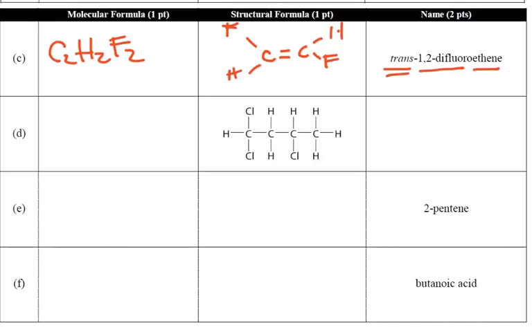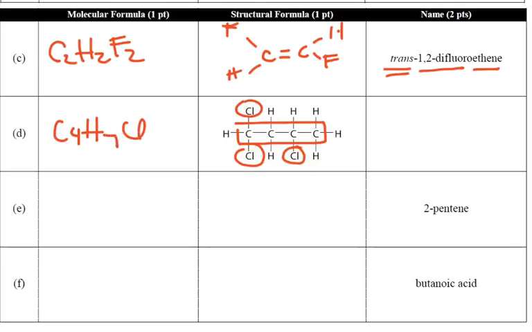Now on this one here, we say we have 1, 2, 3, 4 carbons in a row. And we have a chlorine, we have a chlorine, and we have a chlorine, and the rest are hydrogens. So the formula would be C4H, what do we do? 1, 2, 3, 4, 5, 6, 7, and Cl3. We always put the C's, then the H's, and then anything else afterwards.